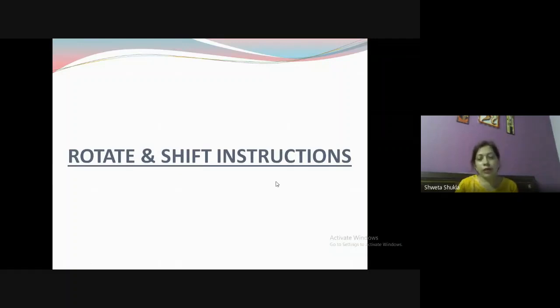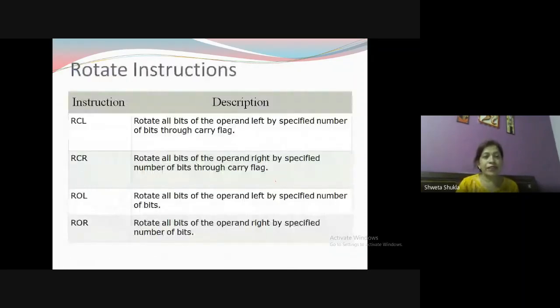Everyone. So now in this video lecture, we will deal with rotate and shift instructions of 8086 microprocessor. So let's start with the rotate instructions first. In case of rotate instructions, we have four different instructions: RCL, RCR, ROL, and ROR. RCL and RCR mean you have to rotate left or right through carry, whereas ROL and ROR mean rotate towards left or rotate towards right without carry.